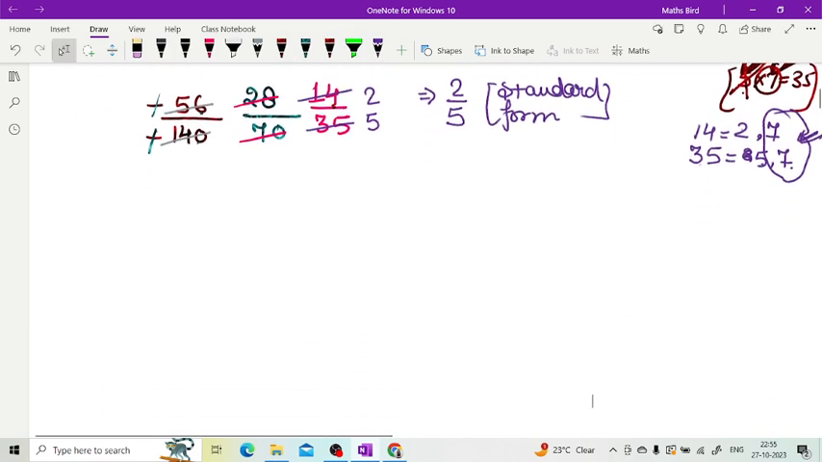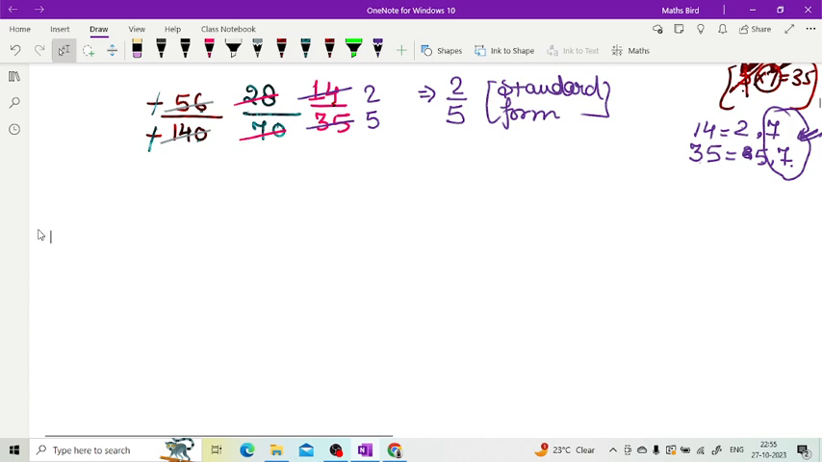Now what is the next thing? The next thing is equivalent rational numbers.